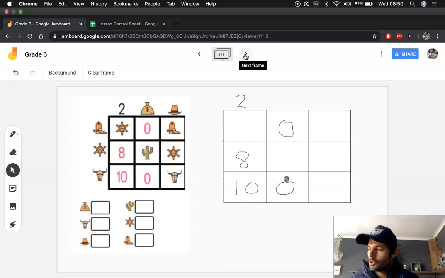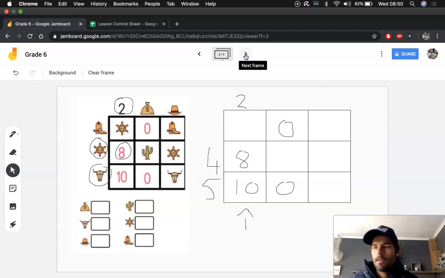Okay, so where am I going to start? I will start in the left-hand column at the sheriff's badge, because the sheriff's badge times 2 must give me that 8. What times 2 is 8? That's 4. Then I'm going to look at the bull's skull, and I know that the bull's skull times that 2 needs to give me this 10. What times 2 is 10? That's 5.